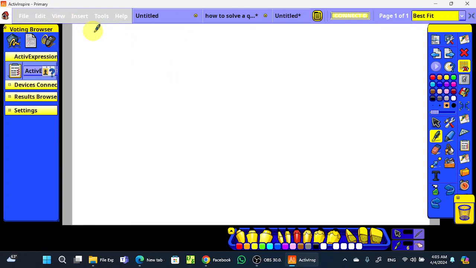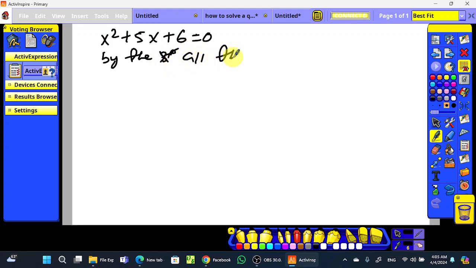Let's solve the next quadratic equation, and let's take an easy problem: x squared plus 5x plus 6 is equal to 0, by all the three methods.